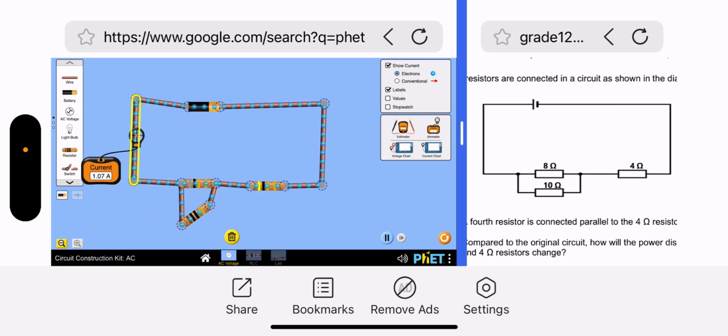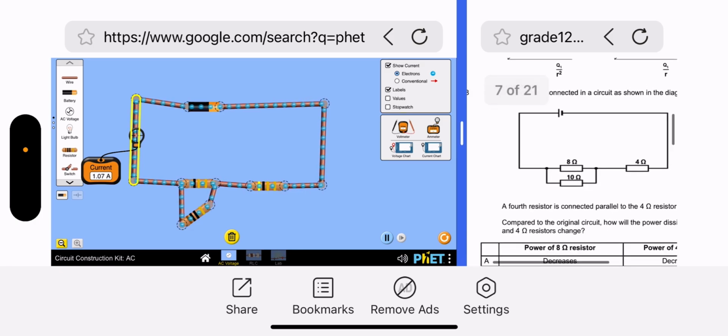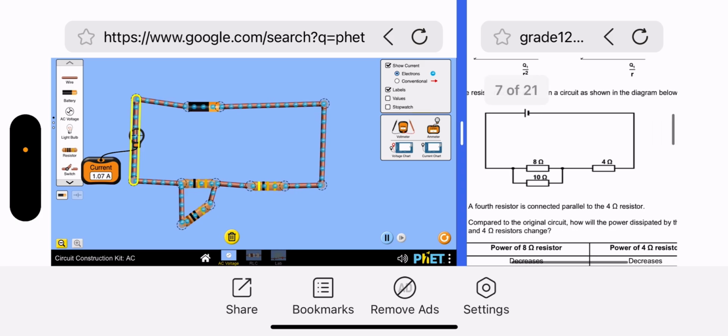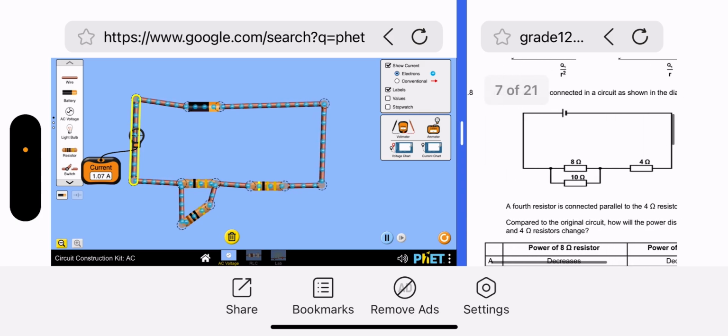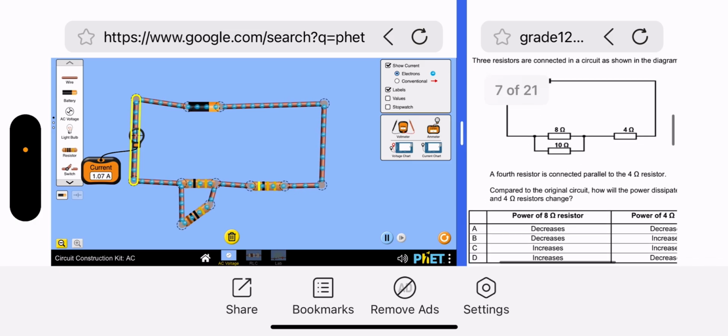Okay, so we can see the current flowing through the circuit is 1,07 amperes. All right, let's go to the question because I haven't even read what the question wants. So it says, 3 resistors are connected in a circuit as shown in the diagram below. Now a 4th resistor is connected parallel to the 4 ohm resistor.